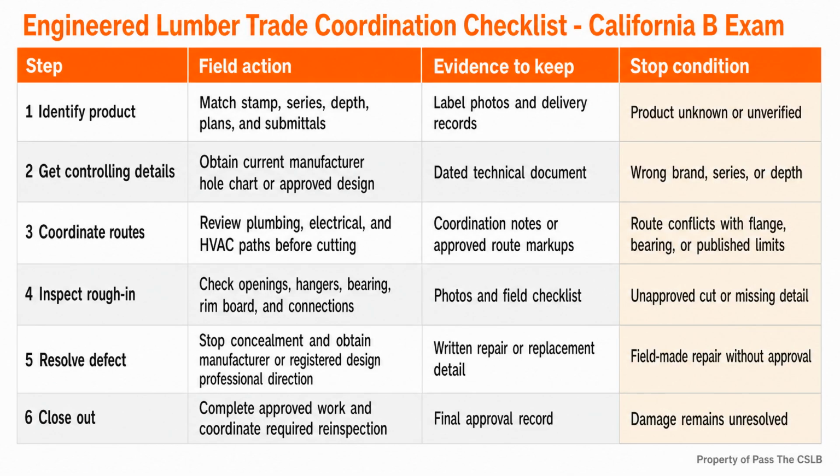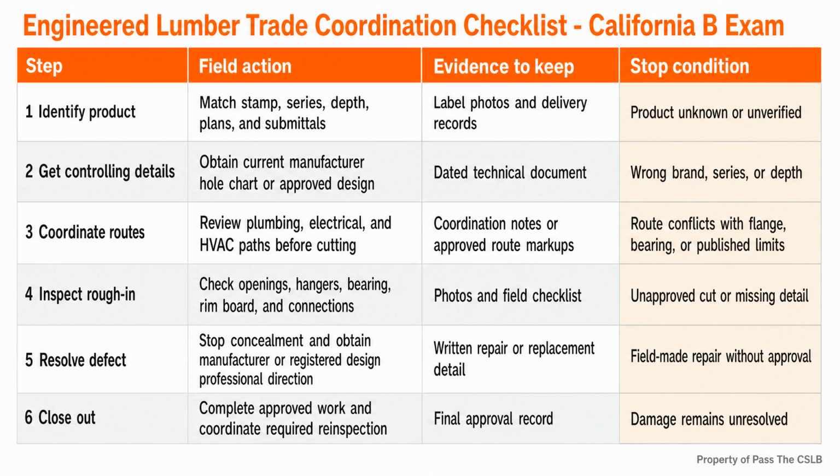This sequence table shows the field routine I use to keep the framing protected, while plumbing, electrical, and mechanical rough-in moves forward. I start by identifying the installed product and collecting the current manufacturer details. I give the relevant hole information to the trades before layout. I coordinate routes before a saw or hole cutter reaches the framing. I inspect the work before concealment. If I find an unapproved alteration, I stop work in that area and obtain the manufacturer or registered design professional's repair direction. Then I document the resolution and coordinate any required reinspection. I do not need a long meeting to make that work.